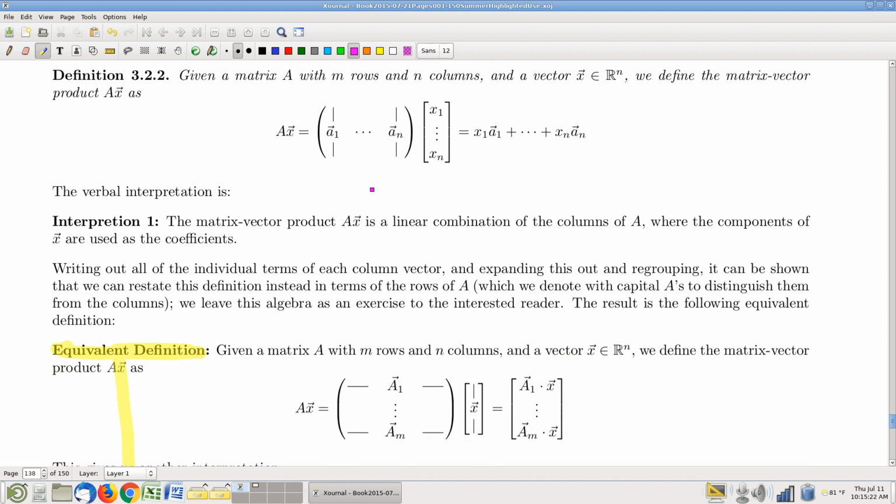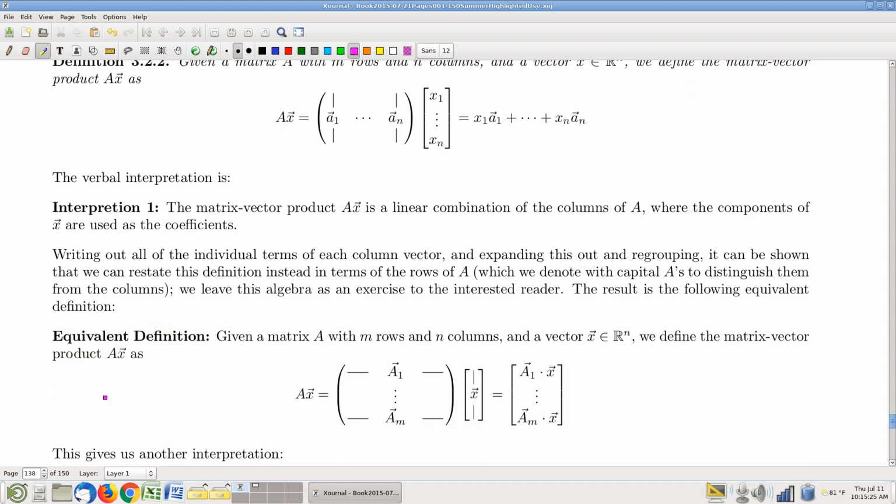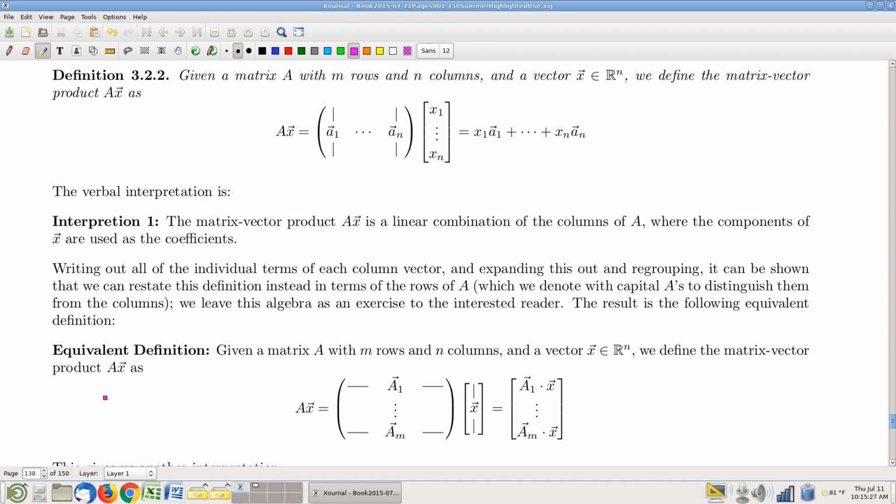Here's the formula that you've seen before. The formula that most of you have seen before is that if you want to multiply a matrix times a vector, then you look at the rows of the matrix, and then you do dot products of the rows with that one vector. I think this is the more common formula used in high schools, and it has pros and cons.